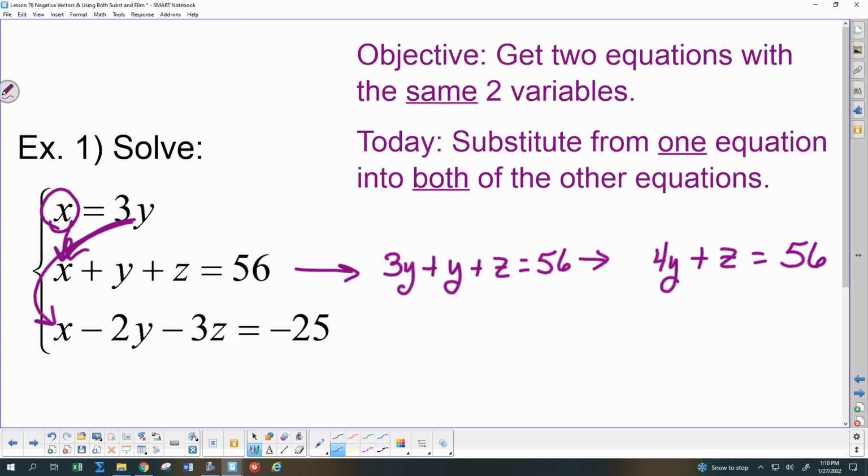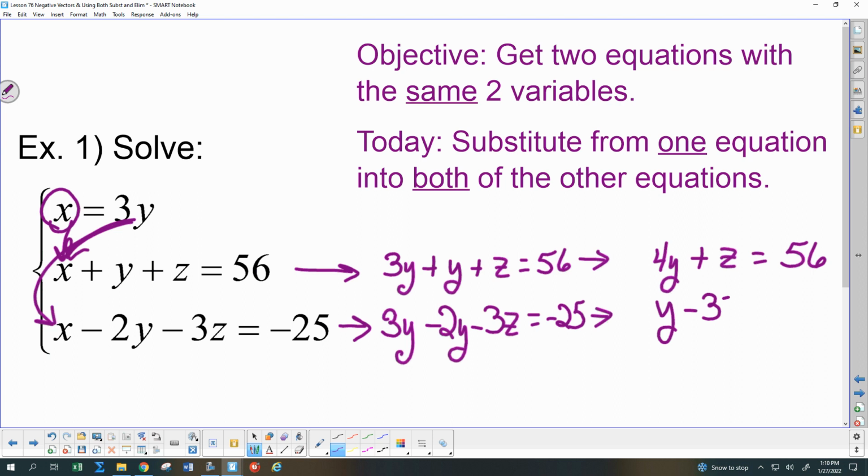Second equation, I'm also going to put a 3y in for that x. So I have 3y, and then I have the minus 2y and the minus 3z that were already there, equals minus 25. So that means that I have y minus 3z is minus 25. Did I get that one right? That means I now have two equations. They have the same two variables, y and z.